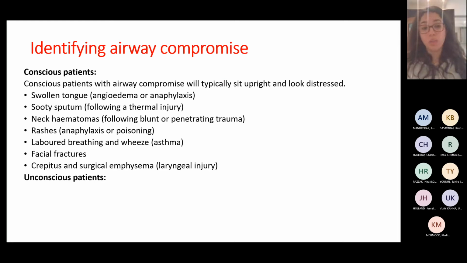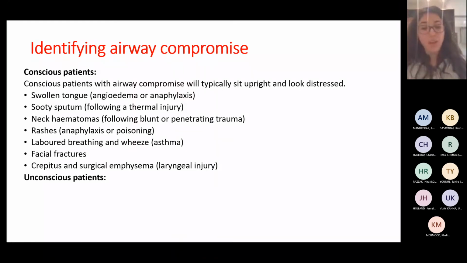You can see a swollen tongue, sooty sputum in case of thermal injury, neck hematomas if they have been a victim of maybe a road traffic accident or a stab wound to the neck. You can look and see if the patient has asthma or COPD; after a long period of labored breathing, they become exhausted and breathing becomes compromised. Patients who sustain facial fractures, that's also one of the major causes of airway compromise. Also look for crepitus, palpate the skin, which might indicate a surgical emphysema.